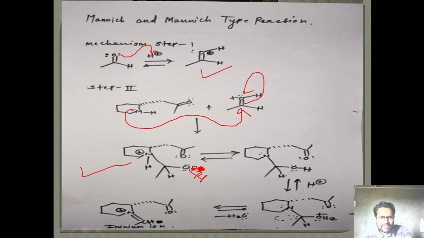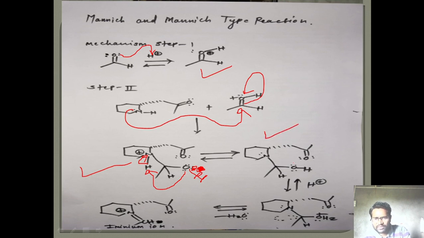So to neutralize this particular charge, what will happen? Intramolecular proton transfer reaction will take place. So this lone pair of this particular oxygen will take this proton like this, and there is a breaking of this hydrogen nitrogen bond like this. This is how the intramolecular proton transfer reaction takes place, and there is a formation of this substrate now.